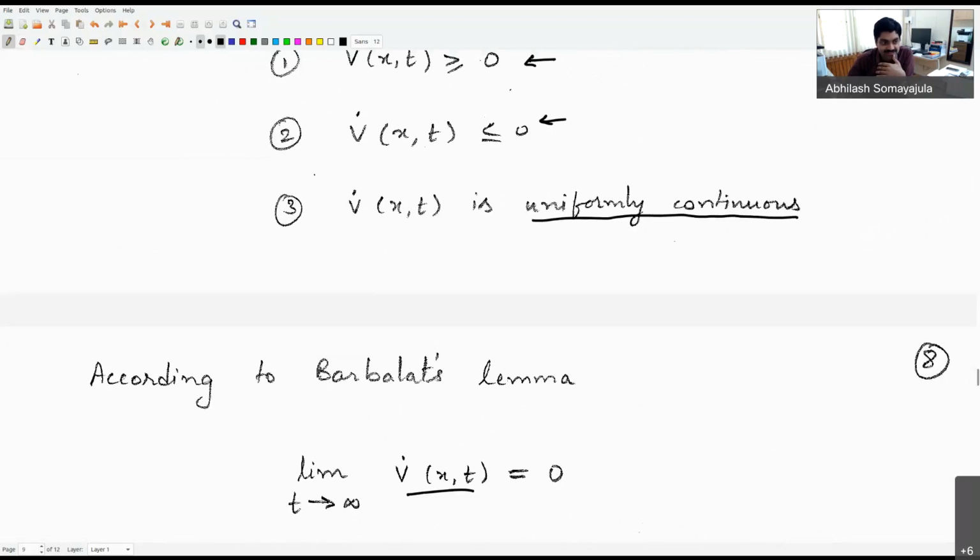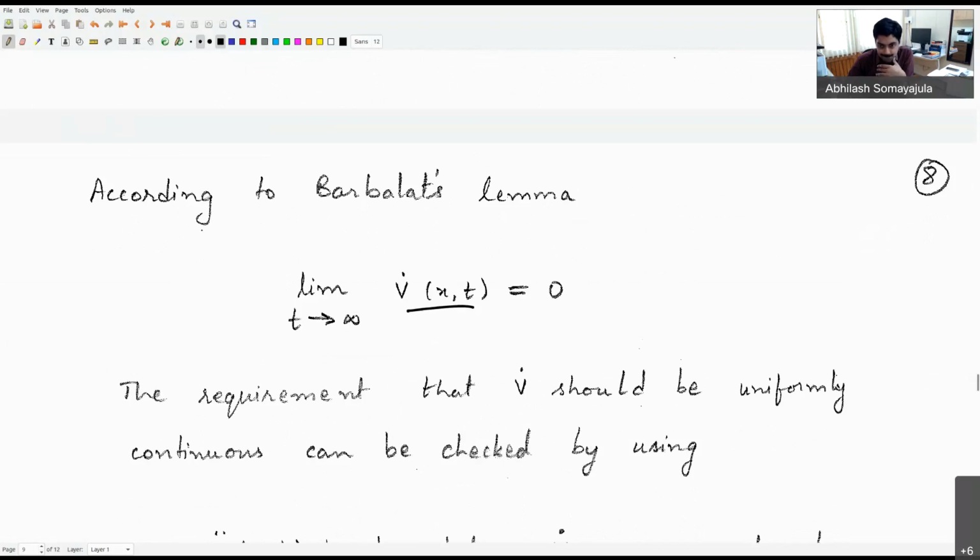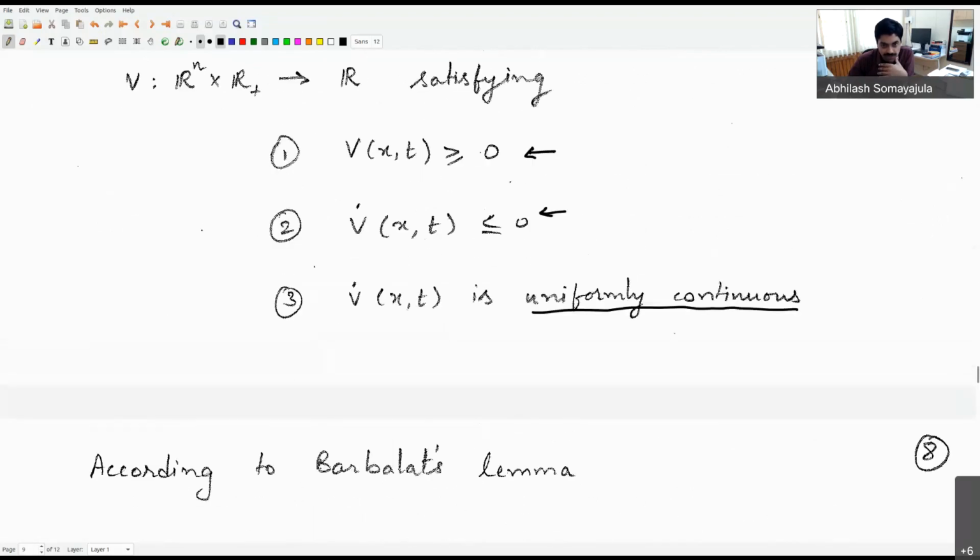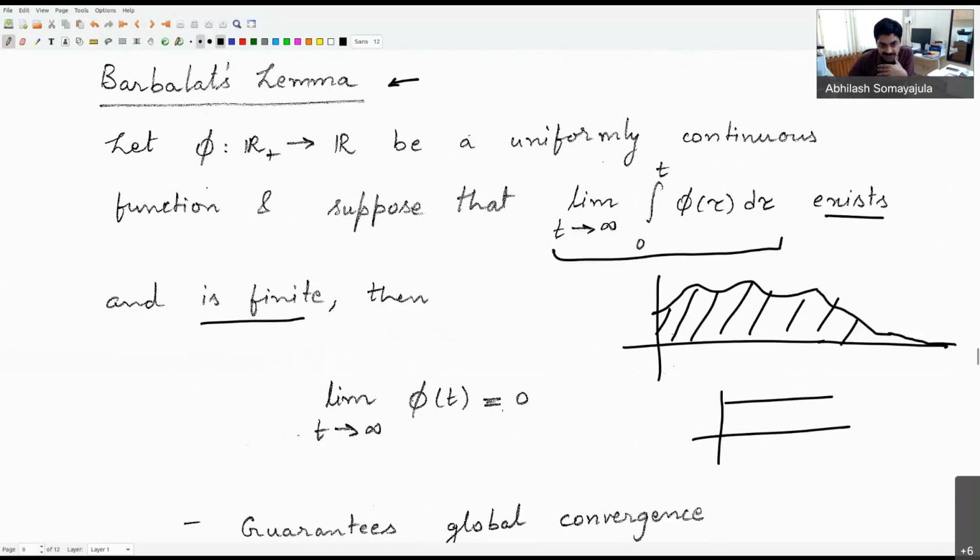What I am essentially saying is that if I go back to Barbalat's lemma, my phi here is V dot. If I take the limit as t tends to infinity, then V of t minus the integral of phi d tau from 0 to t is nothing but V of t comma x.